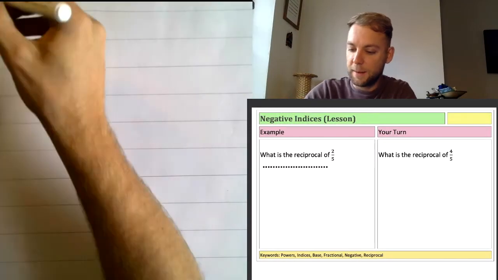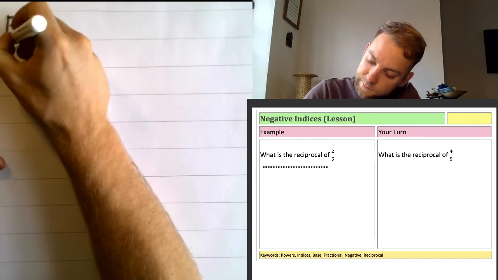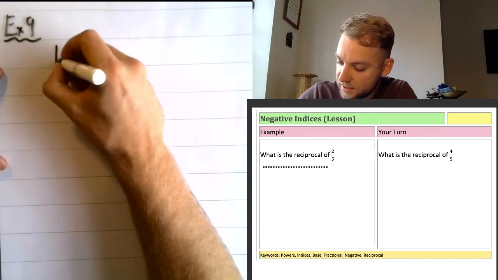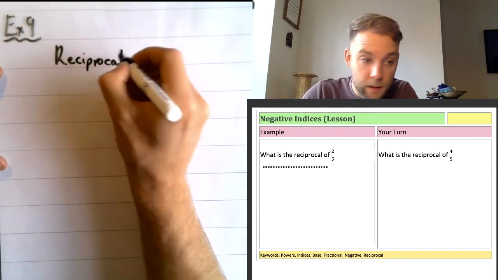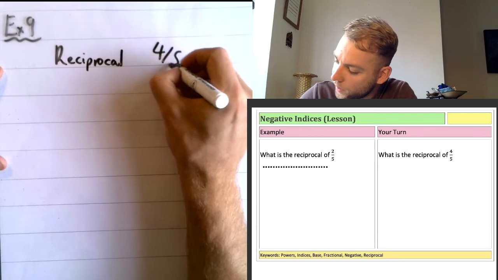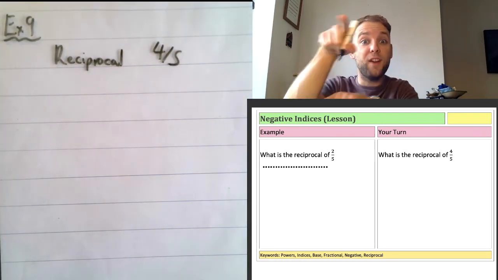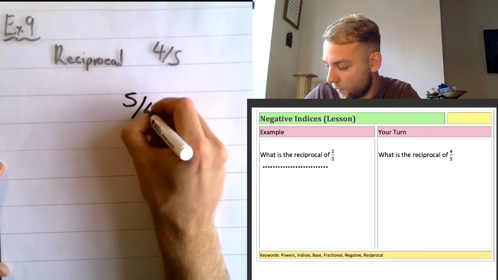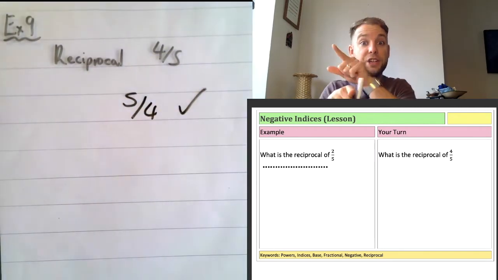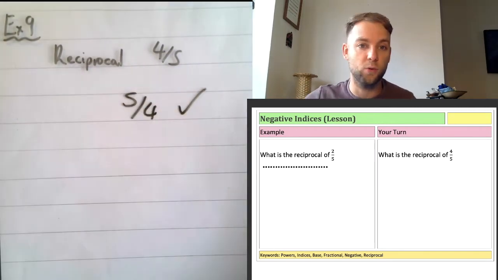Okay, example 9. What is the reciprocal of 4 over 5? Well, the reciprocal of 4 over 5, I'm going to flip it, aren't I? So 4 over 5 is going to be 5 over 4, and that is your answer. You're literally just flipping this fraction. You've got to know that. That's all you need to know.